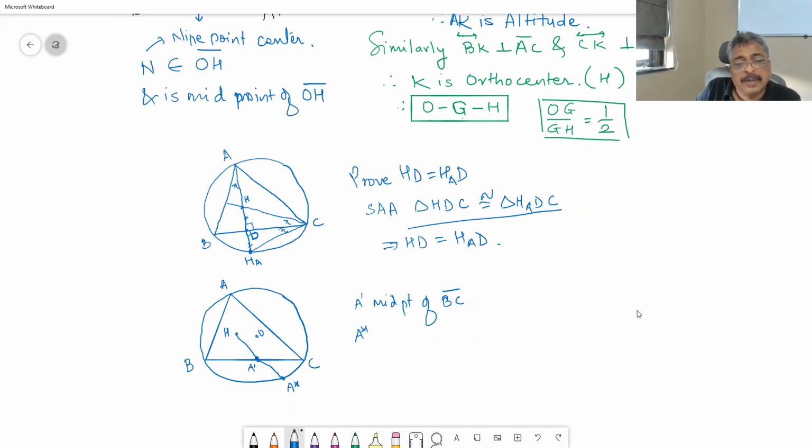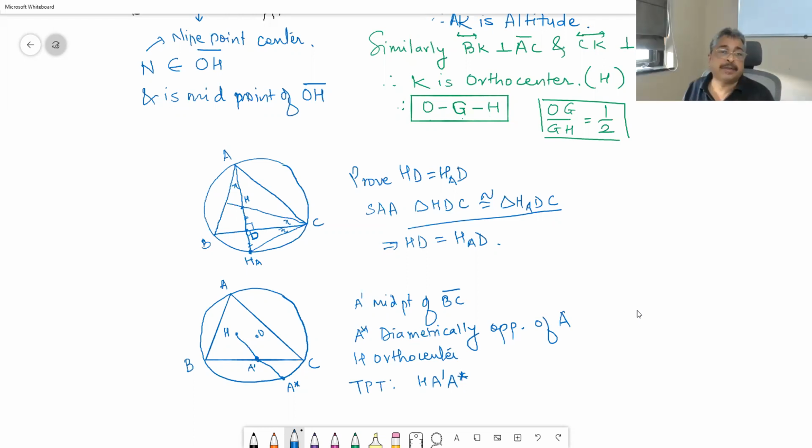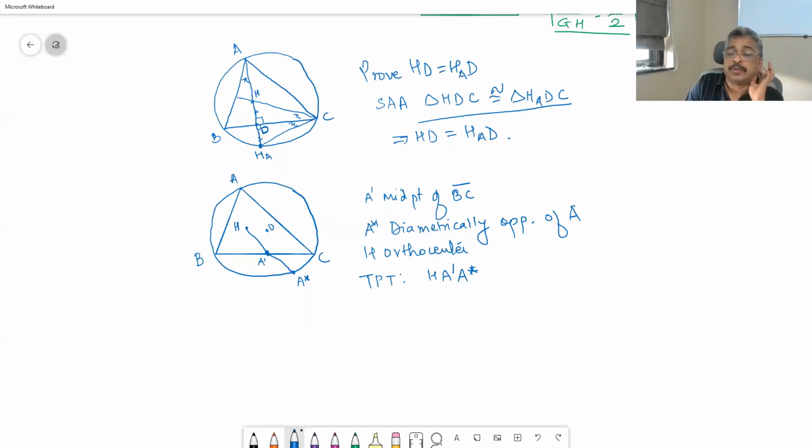A star is diametrically opposite of A. H is the orthocenter. To prove that H, A dash, A star are collinear. I am aware that this is done. I just want you to recollect this. To prove that H, A dash, A star are collinear.